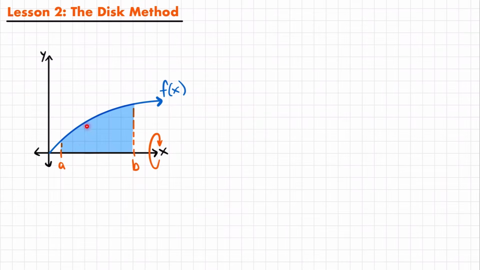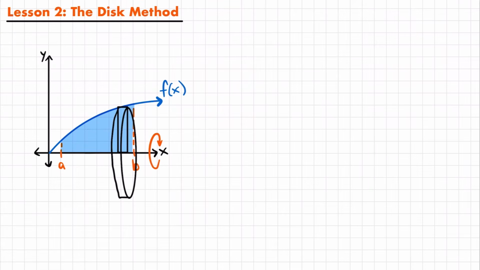If we were to take that shaded region and revolve it around the x-axis, it would form a three-dimensional solid that has circular cross-sections. If we look at a small part of this region, say this smaller rectangular region, and revolve just that rectangle around the x-axis, note that it would form the shape of a disk. We would have this circular shape that we could call a disk.